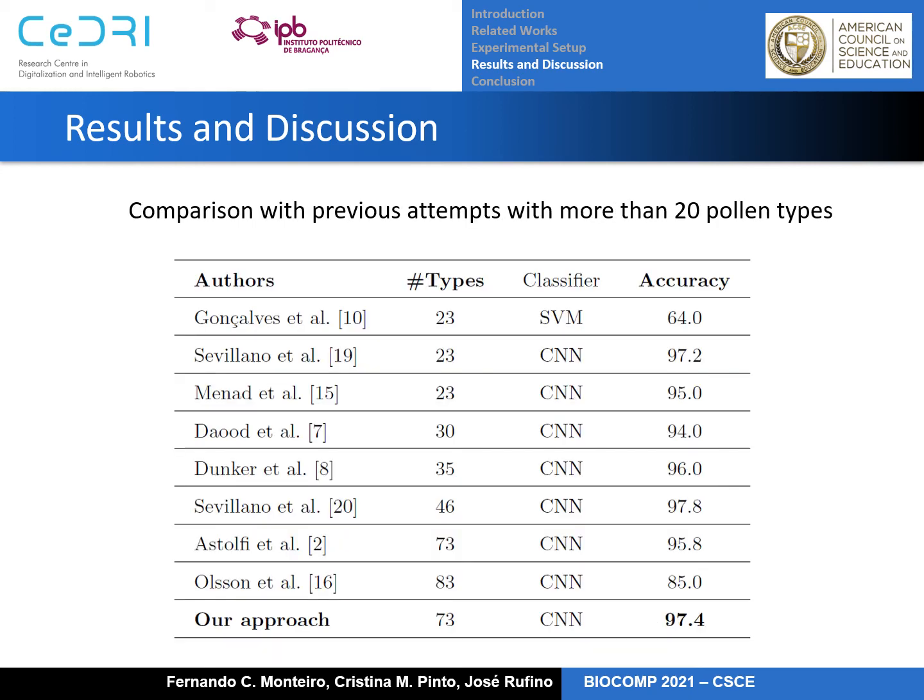In this table, we compared our results with other previous related works. The accuracy rates achieved by the DenseNet network are relevant due to the amount of pollen types used in the Pollen73 dataset. Sevillano and Aznarte obtained a high accuracy; however, they used a dataset containing only 46 pollen types.